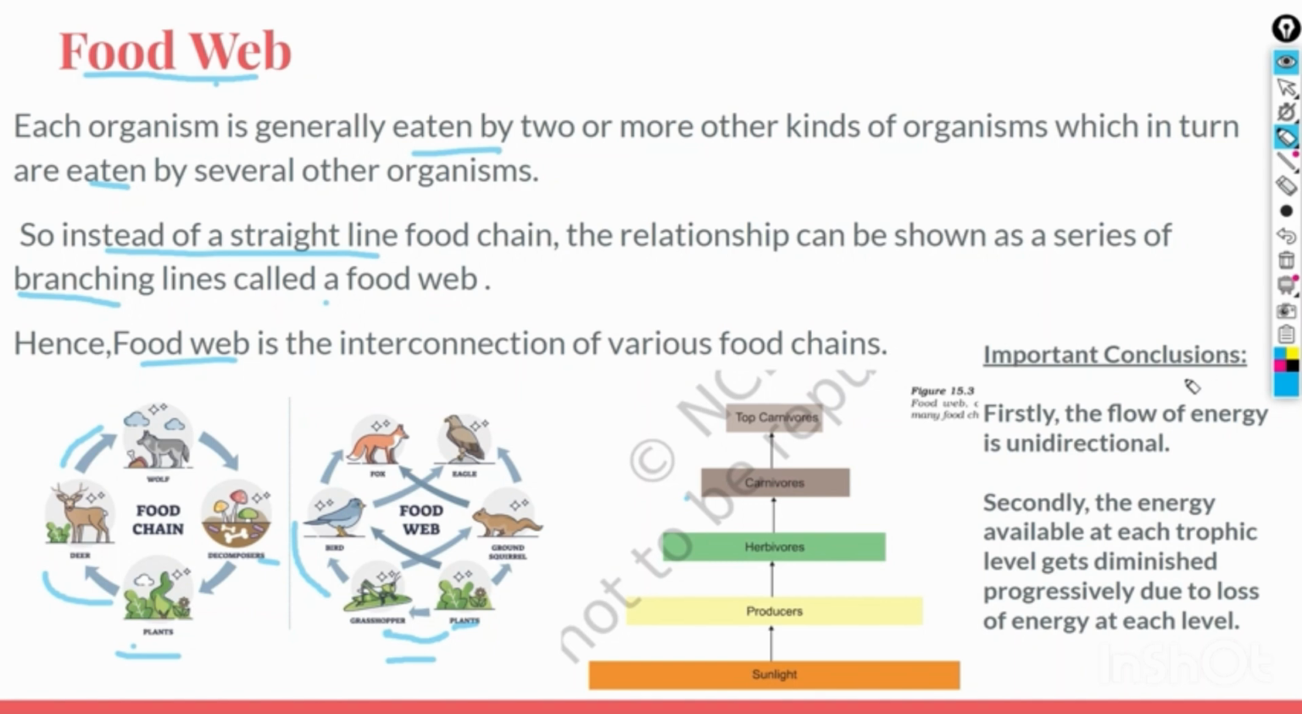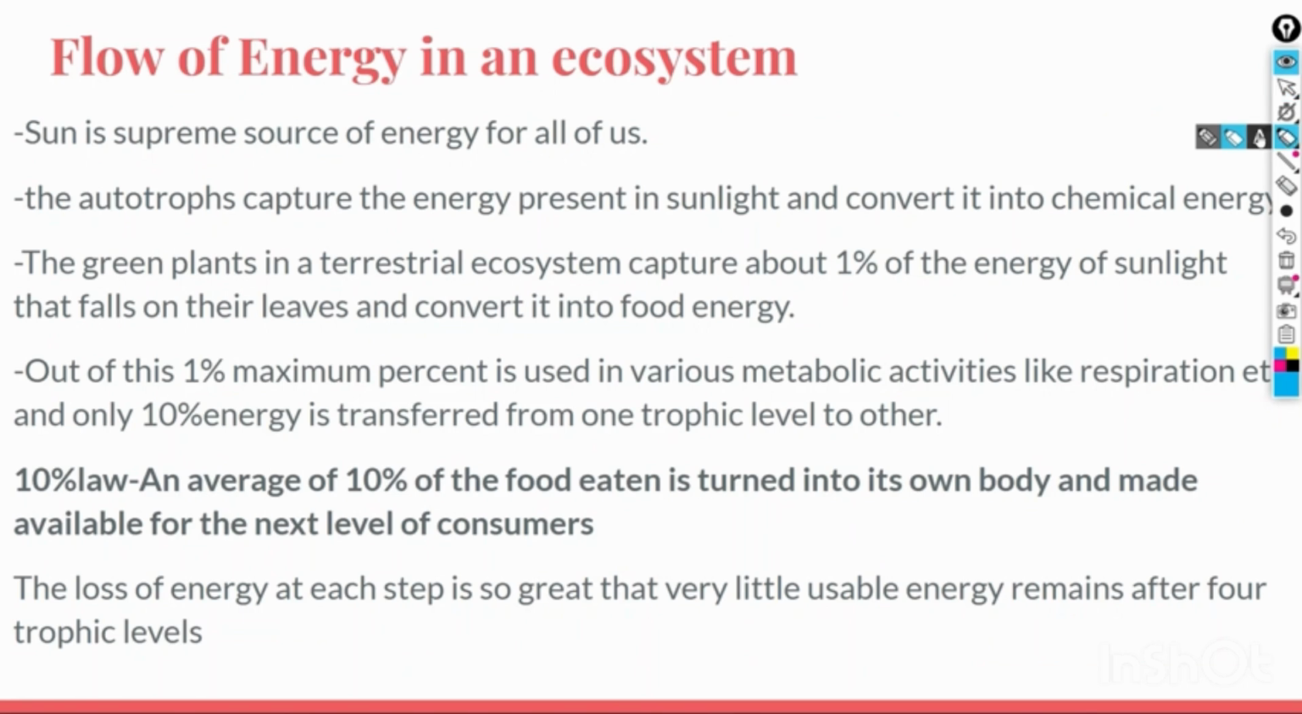Next we have the flow of energy. Now we know how there are interactions between various biotic and abiotic organisms. Now we need to learn how the energy is flowing in this food web. Okay, so now we have the flow of energy in an ecosystem. Now we know what a food web is. Now let us see how the energy is flowing in this ecosystem.